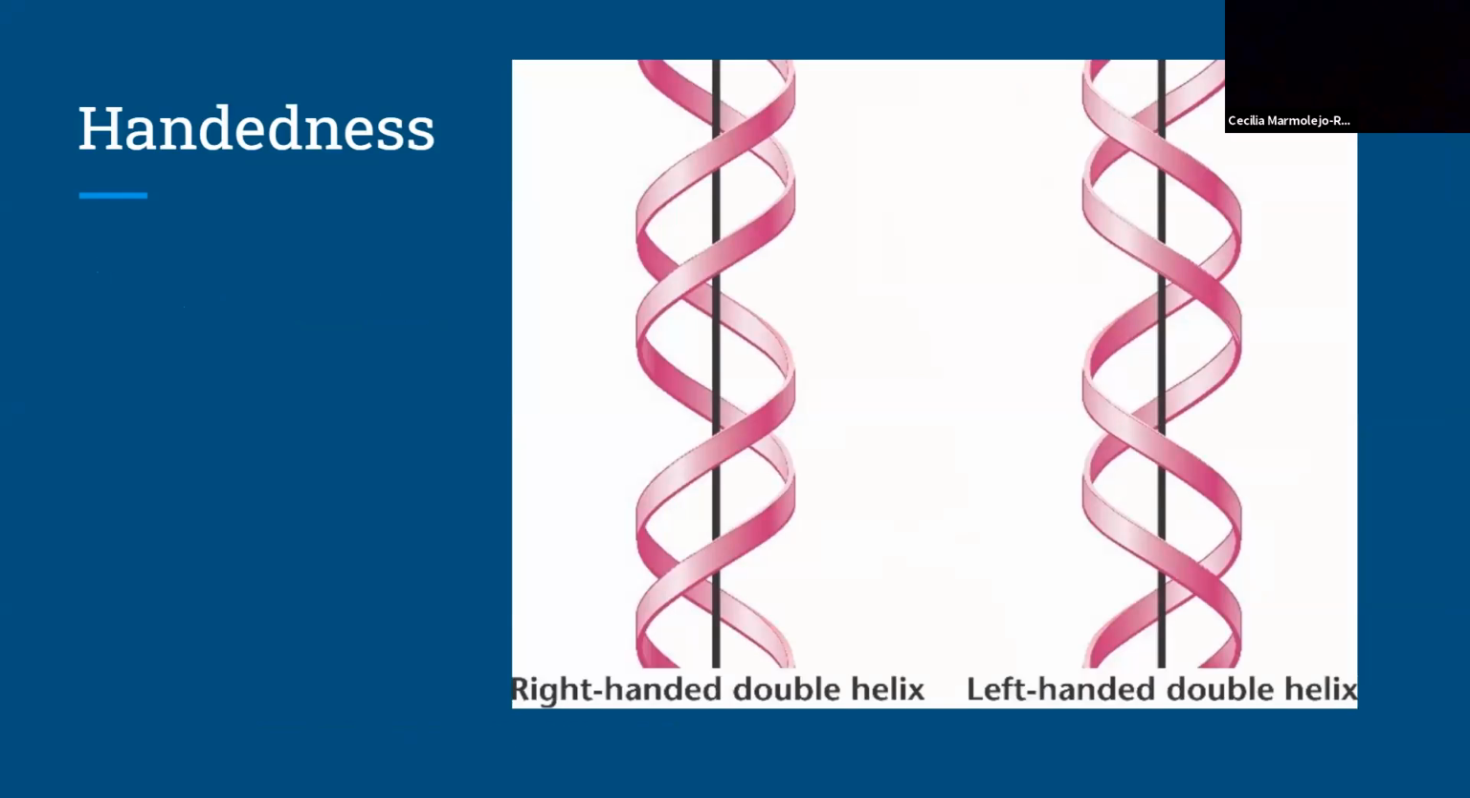And the DNA strand can turn either right-handed or left-handed. The way that you can tell is kind of imagining it as a staircase, in whichever hand you would use in order to grab on the railing is the side that it would be turning.